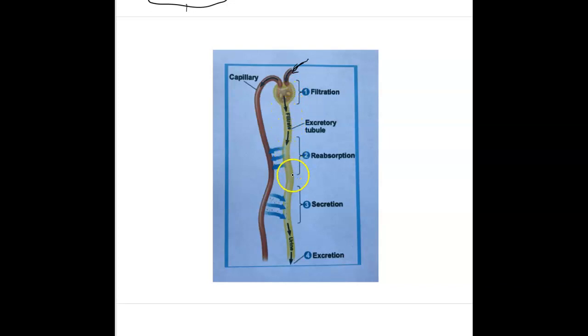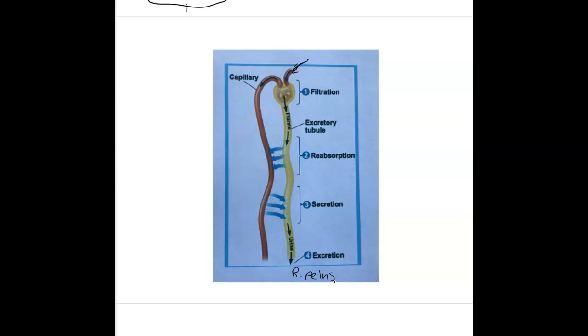And while it's passing through this tube, particles or vitamins and glucose and molecules are going to be reabsorbed back into the blood. Toxins are going to be secreted out, and then it's going to be excreted. And so this excretion goes through the renal pelvis, and then through the ureters, and then through to the urinary bladder, and then out through the urethra.